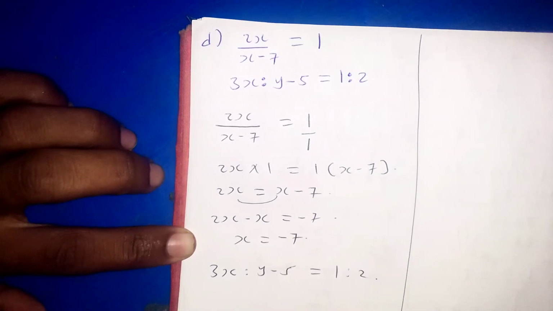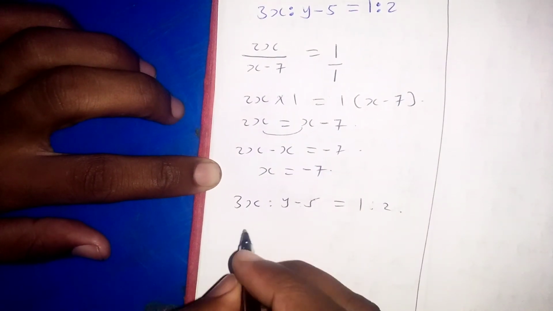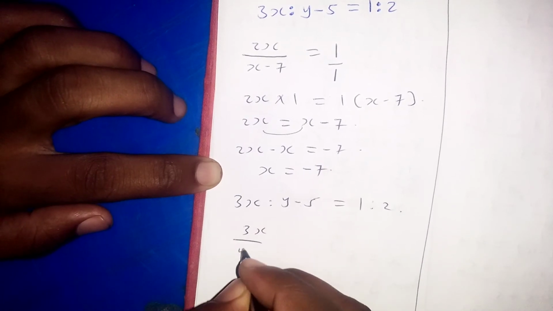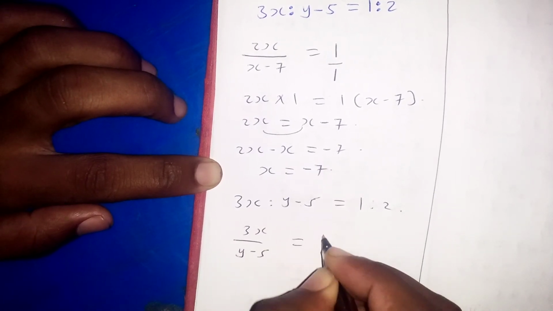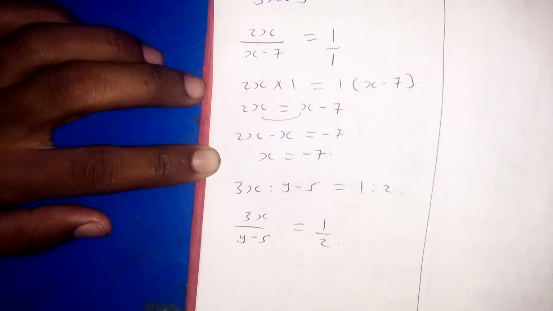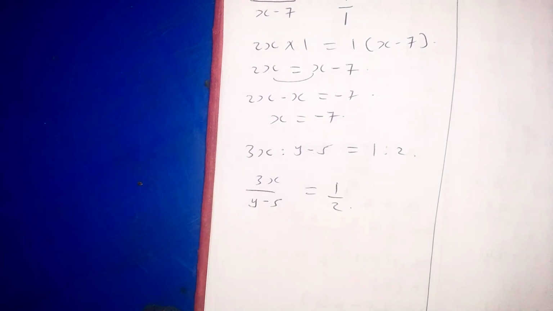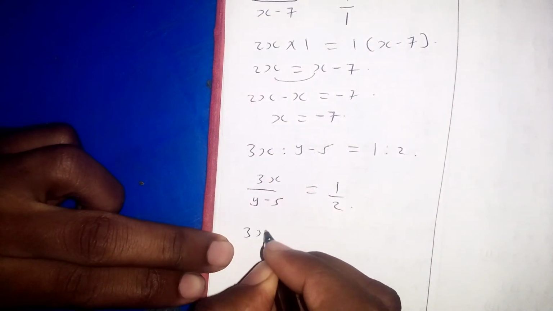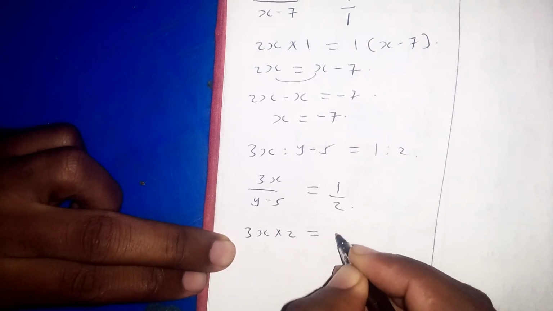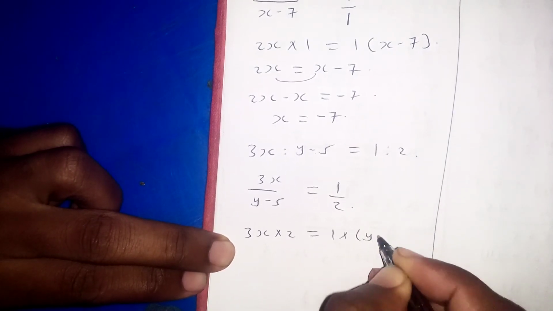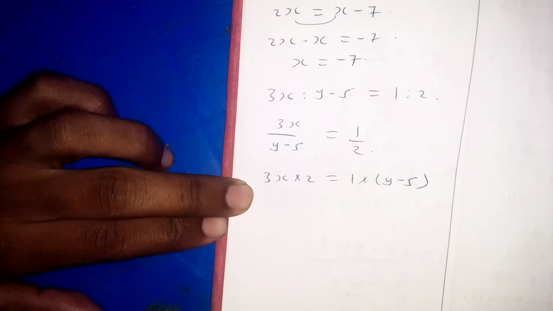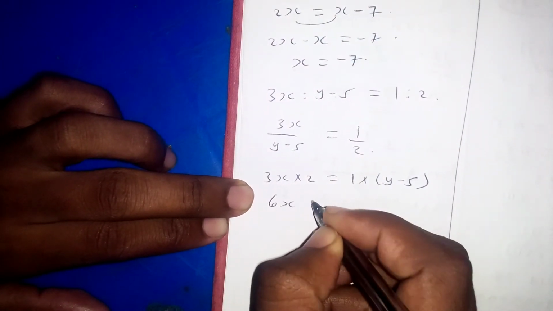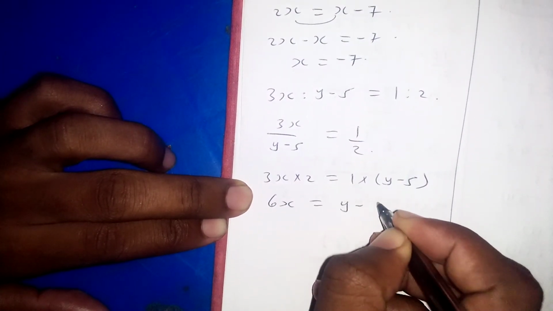to 2. So the easier way of doing this one simply means 3x over y minus 5 is equals to 1 over 2. So that is what it means. Therefore, I can cross multiply. I'll have 3x multiplied by 2 being equal to 1 multiplied by y minus 5. So this will be simply 6x being equal to y minus 5.